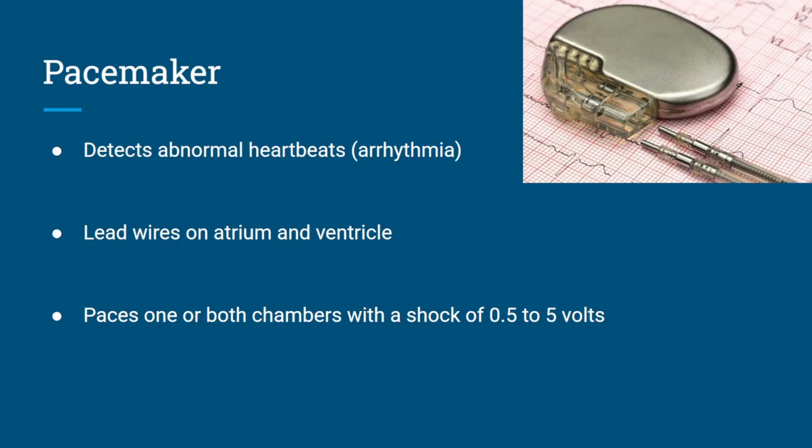So some quick background on a pacemaker. It detects abnormal heartbeats, which are normally called arrhythmias, and it usually has two lead wires, one on the atrium and one on the ventricle, which are two out of the four chambers of the heart. What it does is it paces either one or both of the chambers with a shock of 0.5 to 5 volts, depending on the detected arrhythmia.